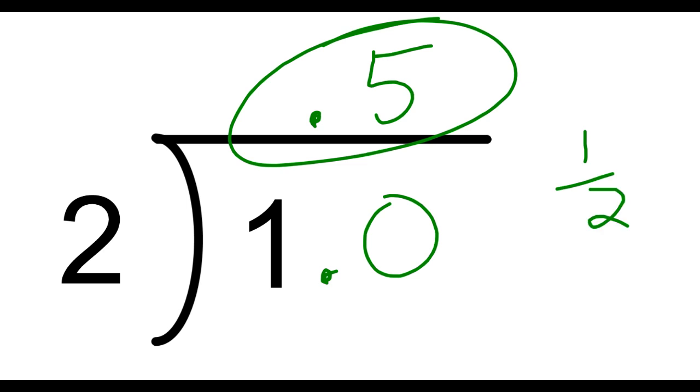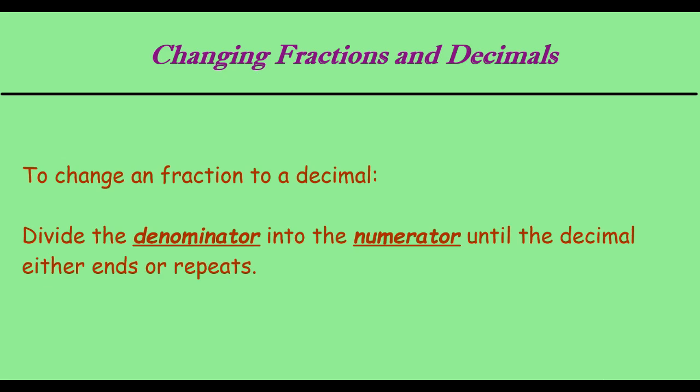So using that definition of a fraction bar, that's how we convert between fractions and decimals. It's as simple as that. Divide the denominator into the numerator until the decimal either ends or repeats. And we'll talk a little bit more about those in just a second, but go ahead, pause the video, write down this process here. We'll talk about terminating and repeating decimals, and then we will see some practice problems that you can do before the end of the video.